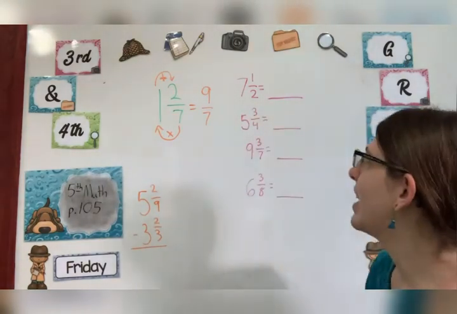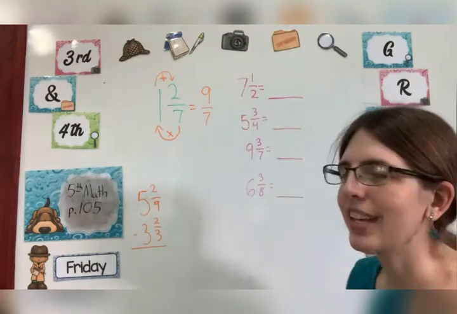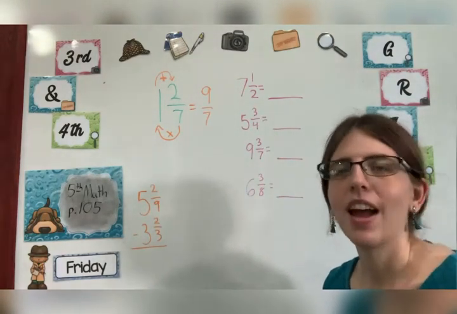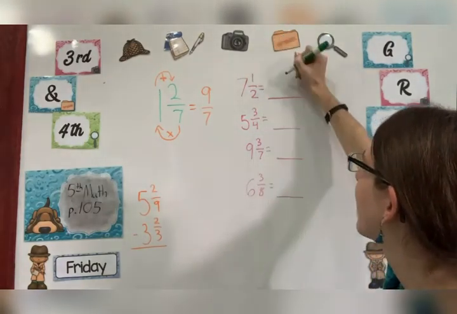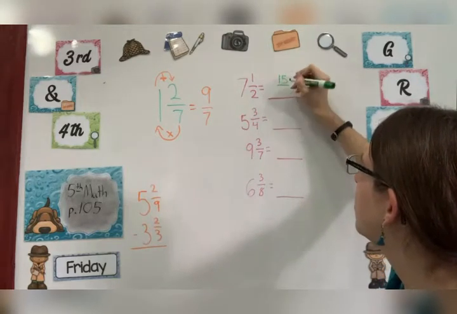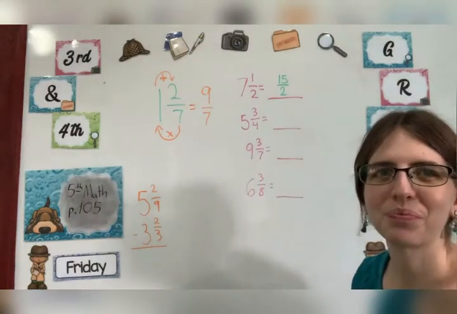I have 7 and 1/2. I'm going to start by multiplying. 2 times 7 is 14. Now I take that answer, 14 plus 1 is 15. Very good. And my denominator stays the same, 2.